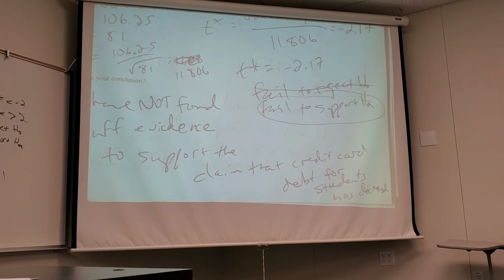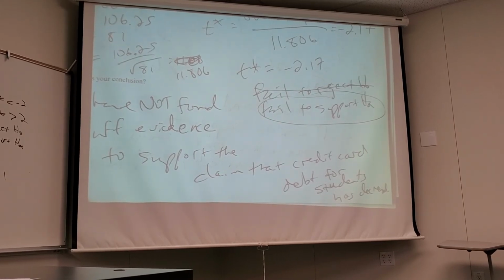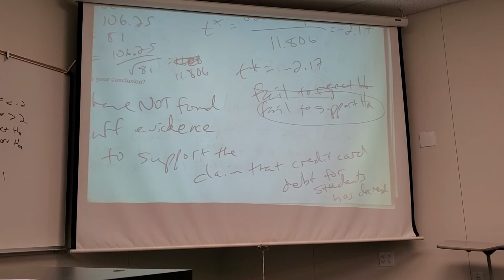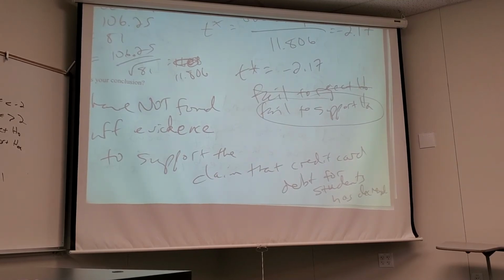We haven't found evidence to support that claim. So it doesn't mean credit card debt has not decreased. It just means we haven't proven or haven't shown evidence for it yet. That's why you don't accept the null. You just go, I haven't disproven you yet. I will. We got decently close. I mean, 2.17 is pretty far down there. I'm going to go take another sample. If I really believe in my claim, I'm going to go try again.